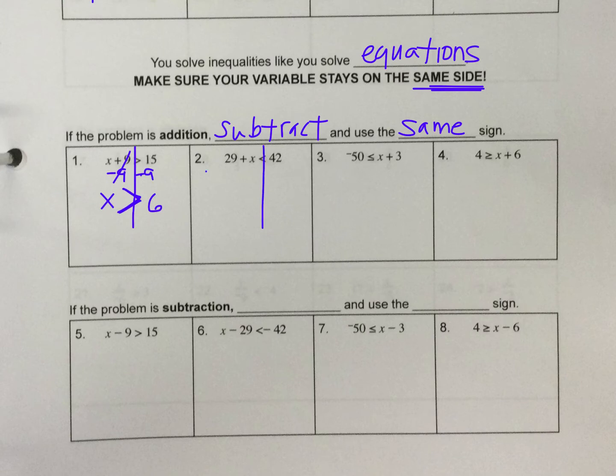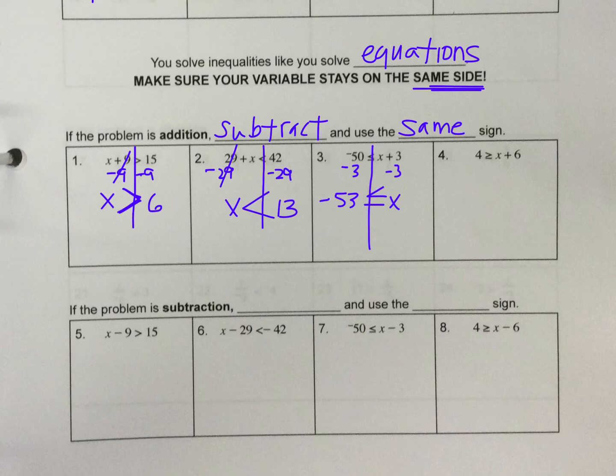Number 2, I'm going to subtract 29 on both sides. That marks out. I'm left with x on that side, 13. It's a less than sign. I just copy down the sign. So this should not be hard at all. It's doing the exact things we did before. Negative 50 minus 3, that is a negative 53. X on this side, and copy the sign.